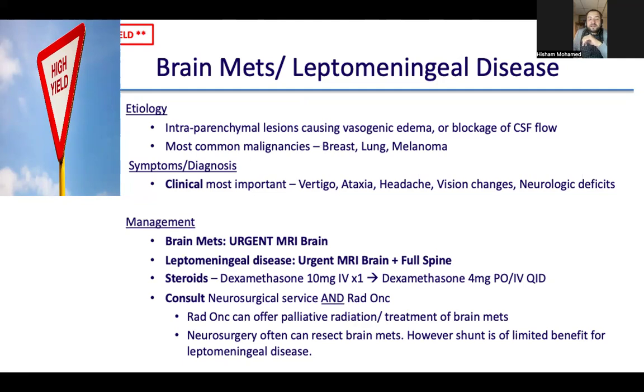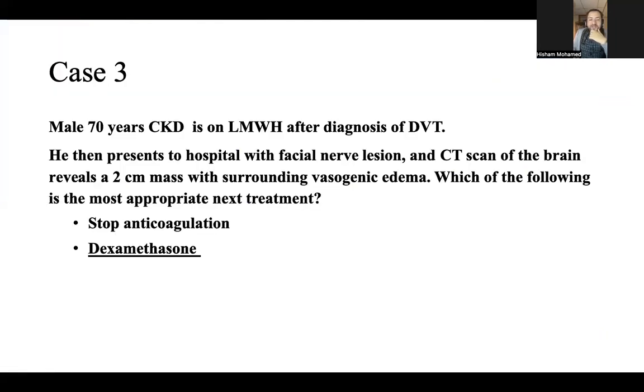In this case the patient will come with vertigo, ataxia, headache, vision changes, or neurological deficit. Management, first of all, we need an urgent MRI brain, looking for leptomeningeal disease, and full spine. But we can give this patient dexamethasone 10 milligram IV one dose, and then dexamethasone 4 milligram oral or IV QID, and then consult.